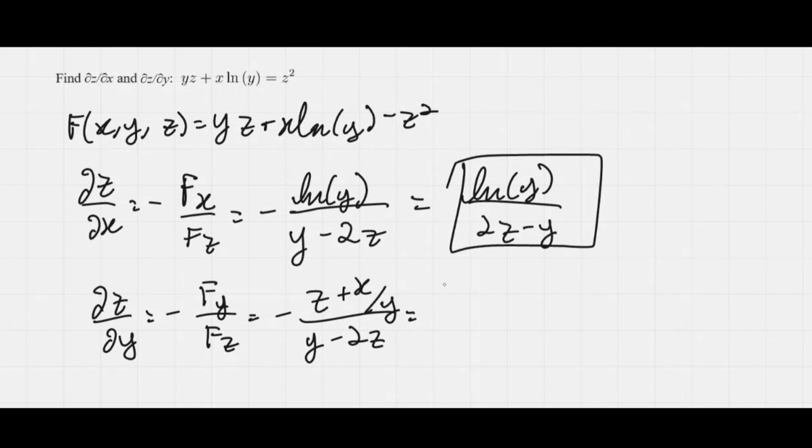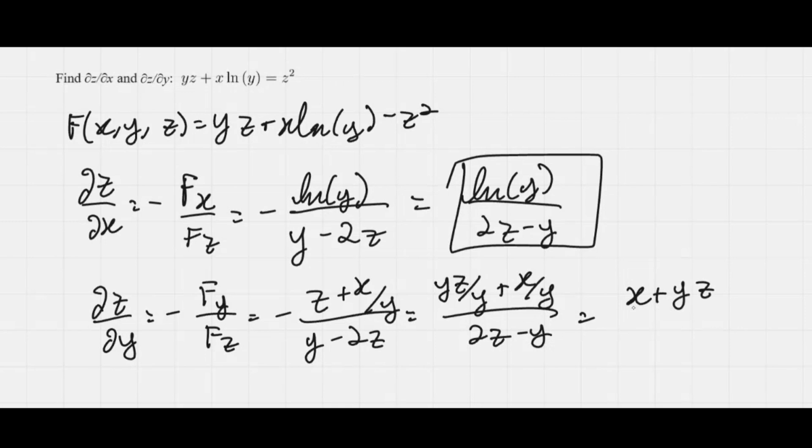Okay. So we can first multiply a y on top of the z. So we can multiply y in the numerator and y in the denominator. So we're going to have yz over y plus xy, all over 2z minus y. Cleaning it up a little bit more, we're going to be left with x plus yz over 2yz minus y squared. And that is going to be our partial of z with respect to y.